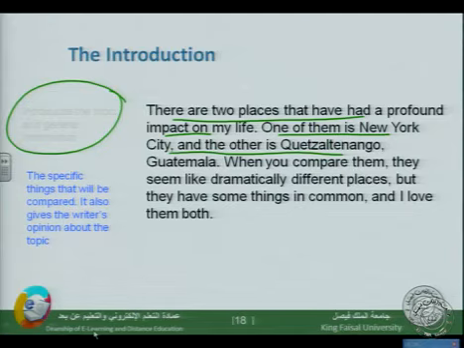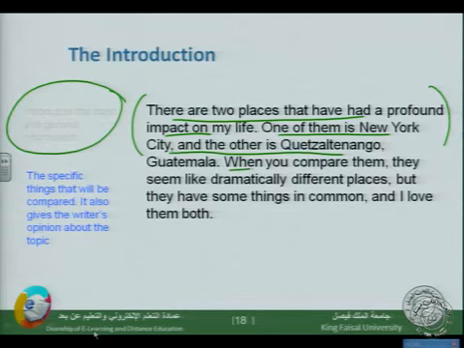The specific things that will be compared. Okay, it shows, first of all, it introduces the topic and general information. This is in general. Then it introduces the specific things that will be compared. So from the first general introduction, it gives you a hint that there is a comparison between two cities. Which one is better? Okay. Then it also gives the writer's opinion about the topic.